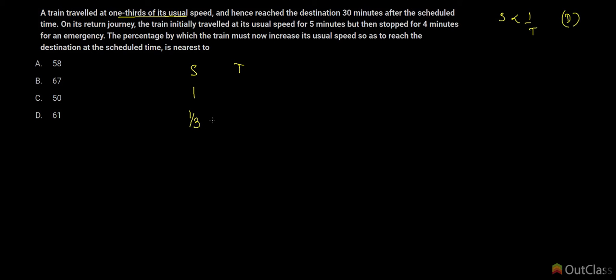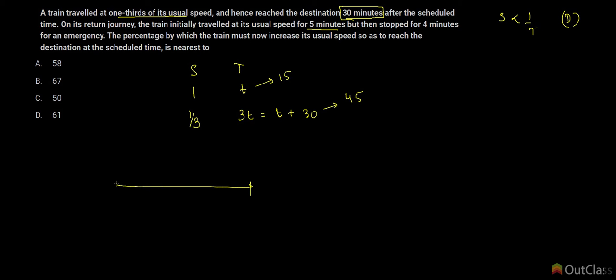1/3 of its usual speed means the speeds are in the ratio 3:1, which means that the time should be in the ratio 1:3. And this 3t was 30 minutes more, 30 minutes late. So it's t plus 30, which gives you t is equal to 15 and t plus 30 is 45. So at its usual speed, it goes from A to B in 15 minutes and return journey also in 15 minutes. On its return journey, the train initially traveled at its usual speed for 5 minutes.